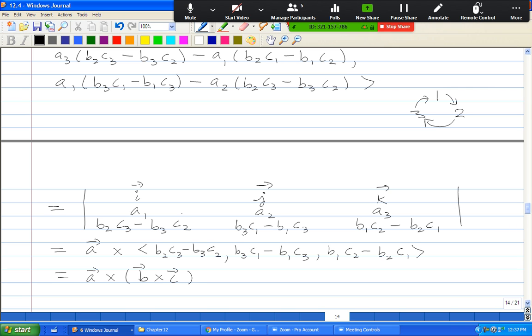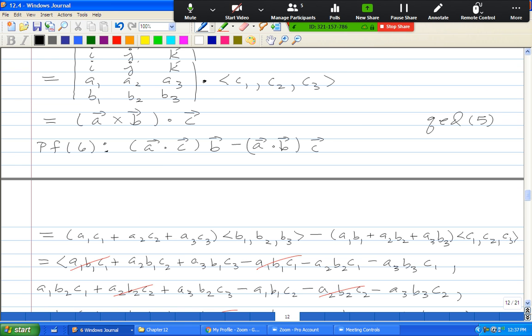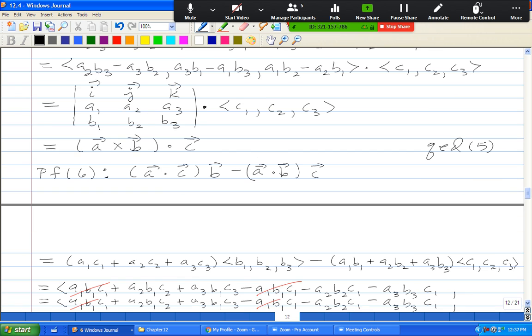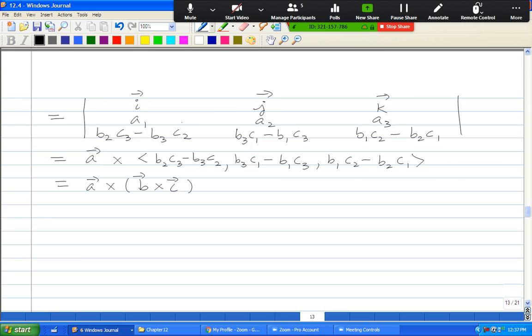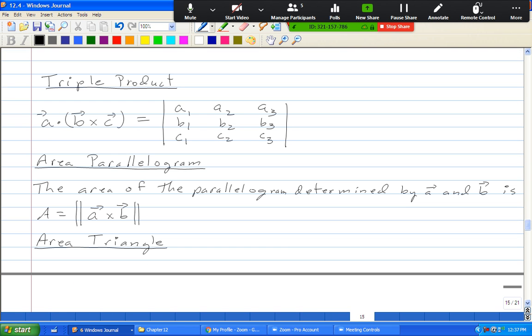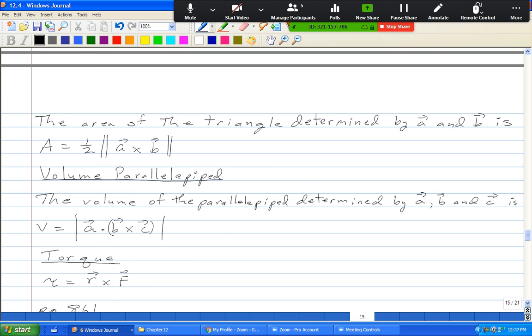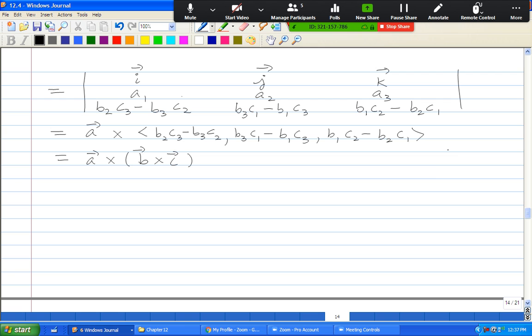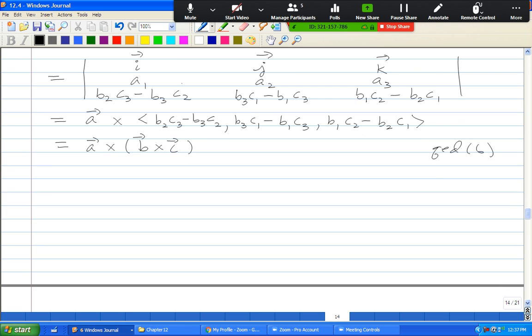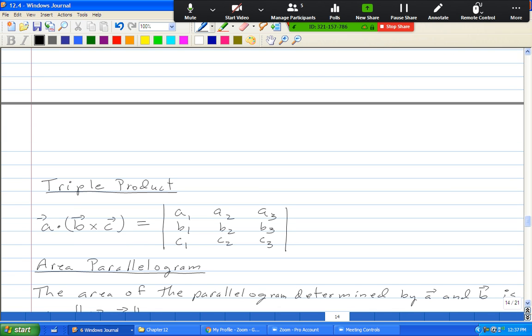Okay. Good. And that's what you wanted to show. So you wanted to show that that's what this is equal to. And so that finishes off property 6. Let me stop. Okay. I guess I proved it in fewer steps.